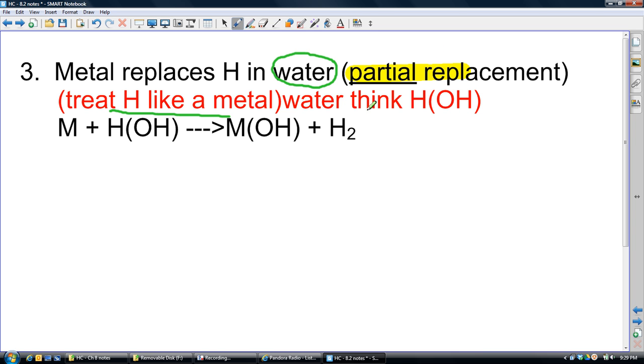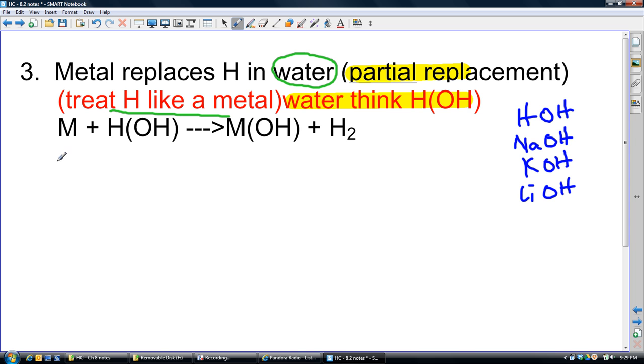So we still treat hydrogen like a metal, but here's the second piece. We want to think of water as the chemical HOH, not H2O. So we think of water as HOH, just like we would sodium hydroxide, potassium hydroxide, lithium hydroxide. We treat it exactly the same way. Metals trade places, hydrogen acts like a metal.